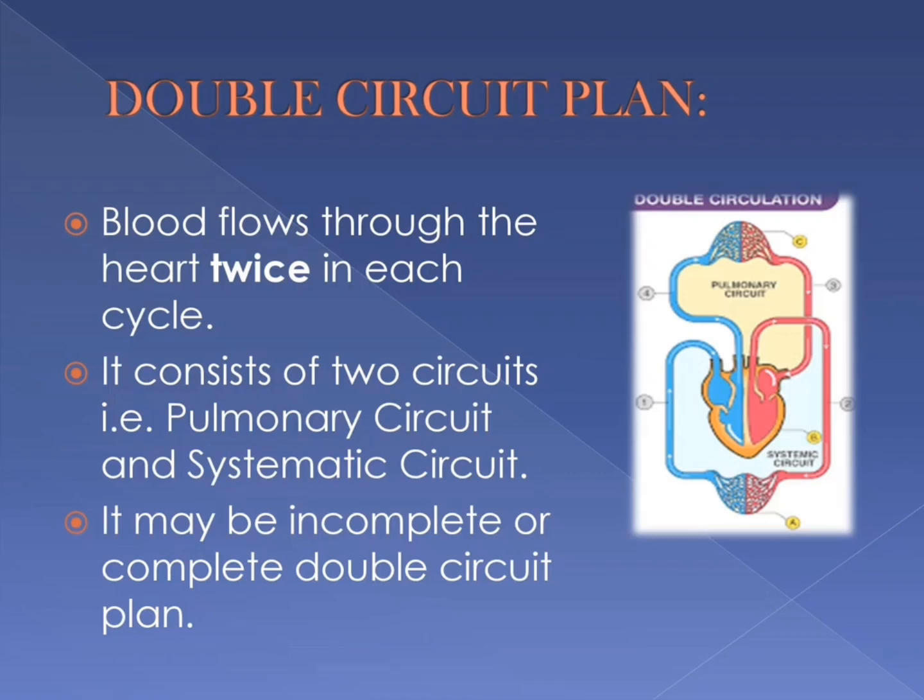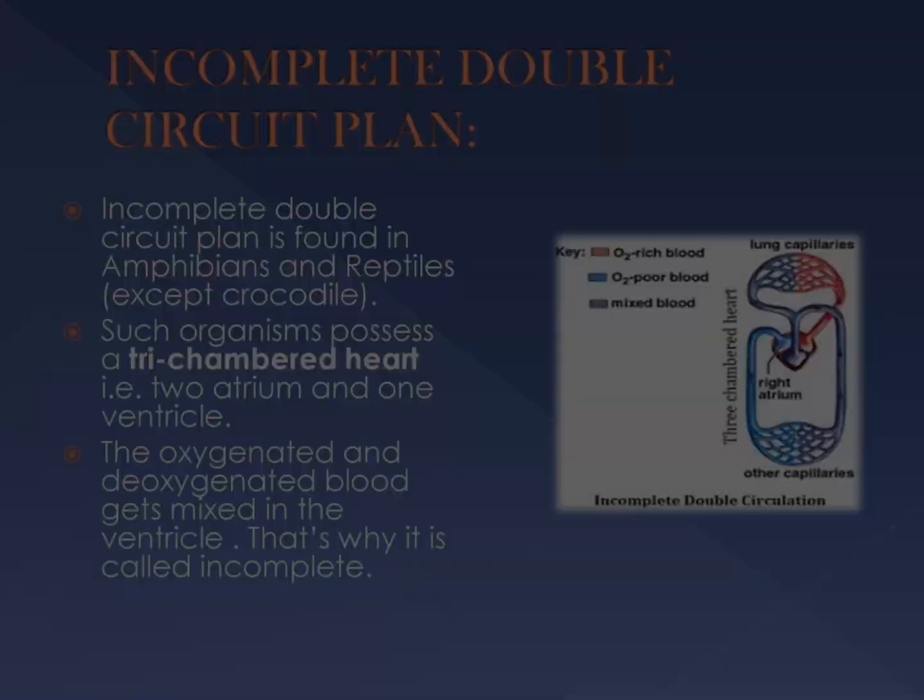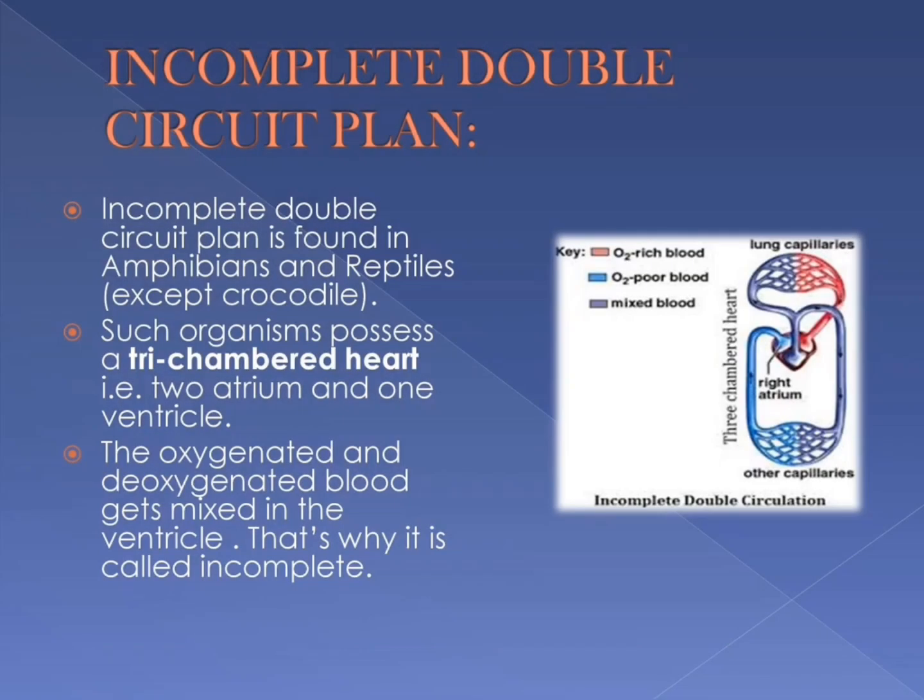Double circuit plan. In double circuit plan, the blood flows twice in each cycle. It may be complete or incomplete double circulation. Incomplete double circulation. In incomplete double circulation, the heart is tri-chambered, two atria and one ventricle. A tri-chambered heart is a type of heart found in some animals such as amphibians and reptiles that has three chambers, two atria and one ventricle.